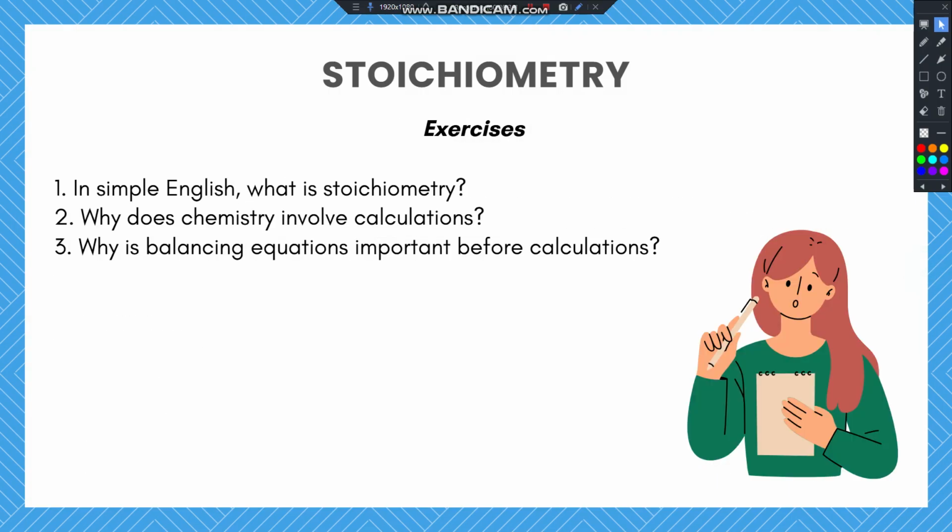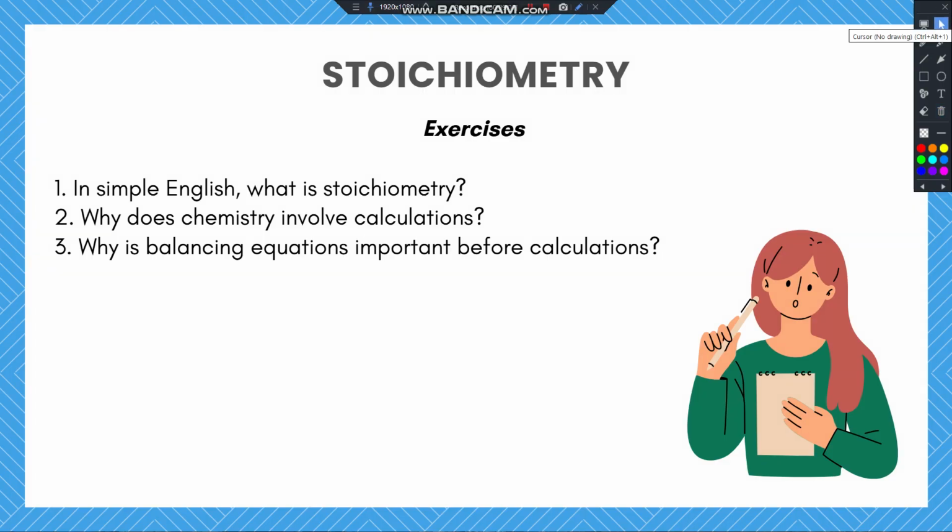So in the meantime, whilst we wait for the next video, let's have some exercise questions that I'd like you to try out your hands on. The first is, in simple plain English, what is stoichiometry? Next is, why does chemistry involve calculations? And then thirdly, why is balancing equations important before calculations?